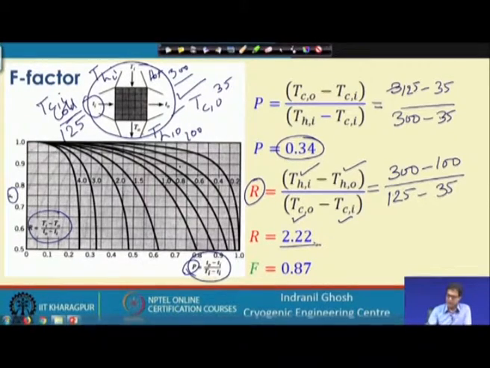Now we have to find the F factor for R equals 2.22. These are the R curves: 0.2, 0.4, 0.6 and so on. Here is R equals 2, and for P equals 0.34, between 0.3 and 0.4, somewhere here our value will be. Accordingly, we find that the F factor is 0.85.